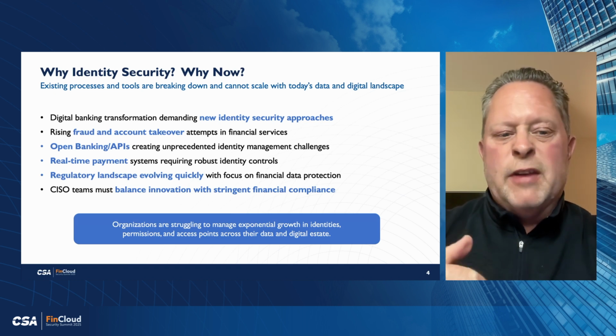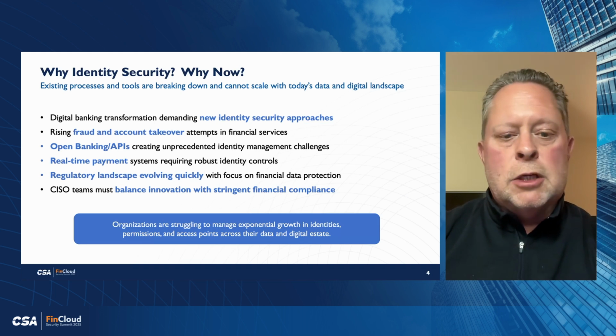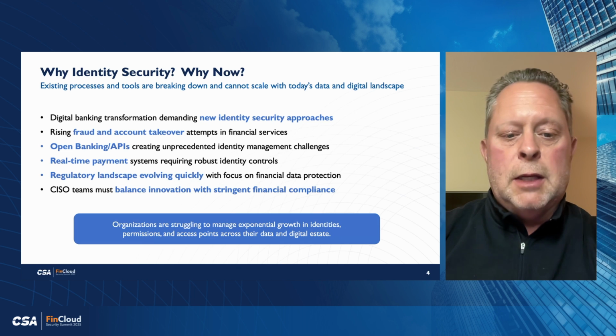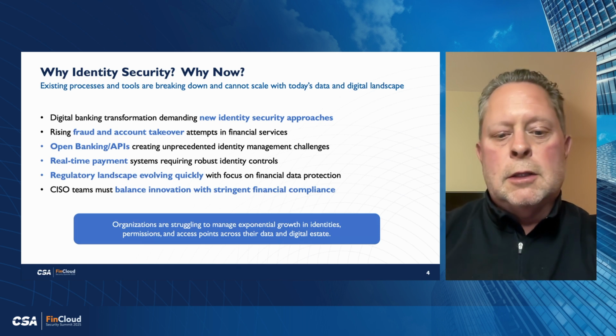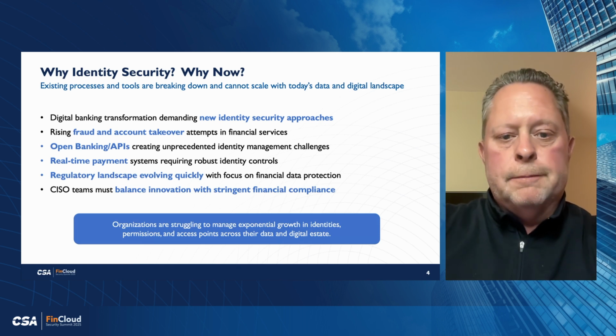A lot of the interconnectivity between our technology platforms is creating unprecedented challenges. The real-time nature of our business requires more robust controls. As I mentioned before, the regulatory landscape continues to evolve and grow quickly. And we must be in a position as CISOs and our teams to appropriately balance innovation and maintain that level of compliance. And organizations are struggling, frankly. This is an exponential growth in a lot of these complexities, in speed, in variability. And we need to figure out how to do this and be a partner to the business to do it and maintain the level of trust and control of our data and digital estate.